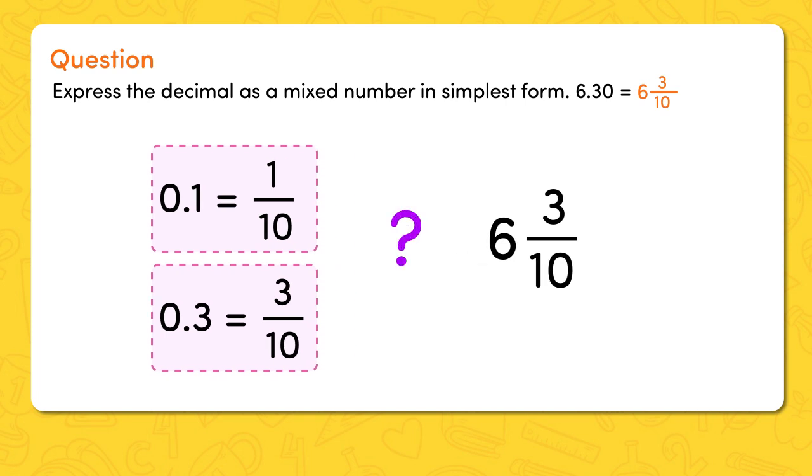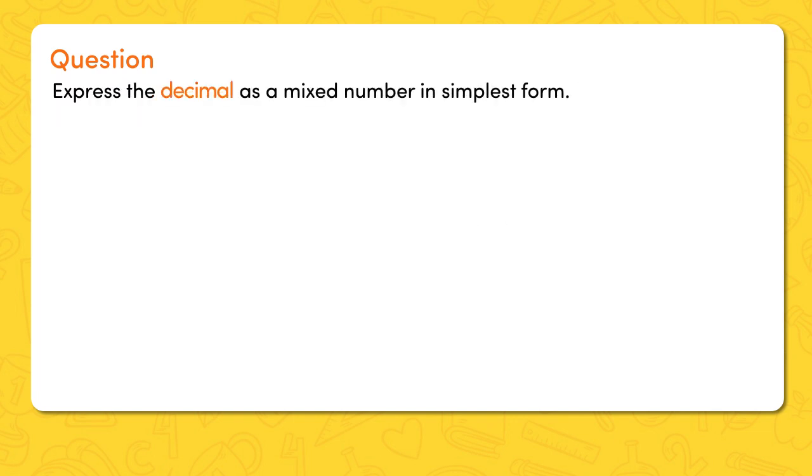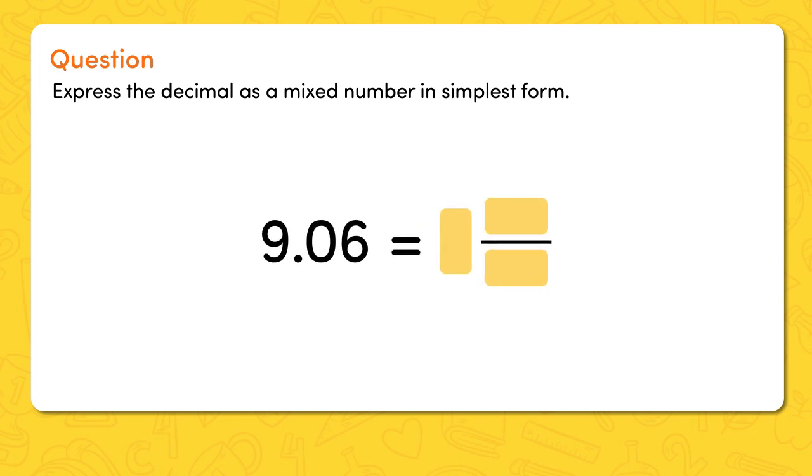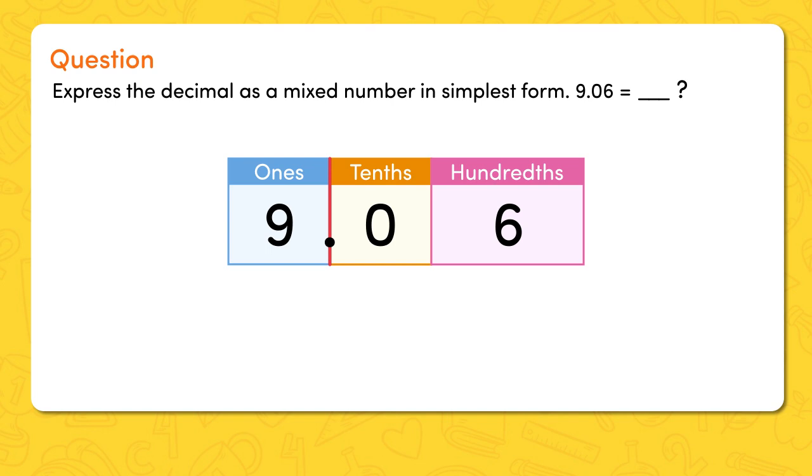Do you have a better understanding? Now try the next one on your own. Express the decimal 9.06 as a mixed number in simplest form. Pause the video if you need more time to work this out. Then come back to check your answer. How was it? Let's see.